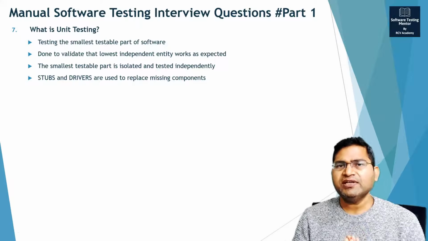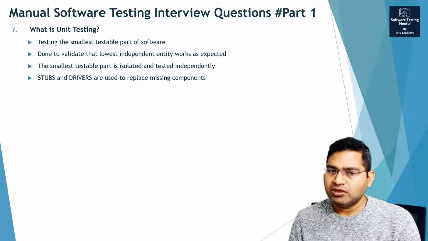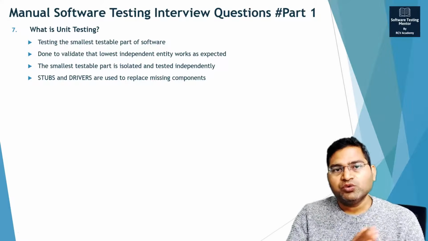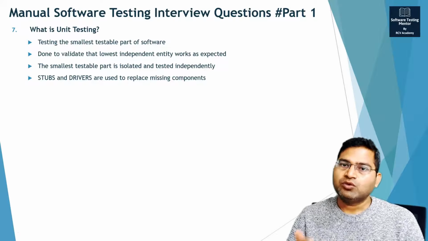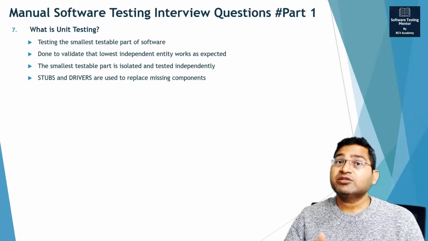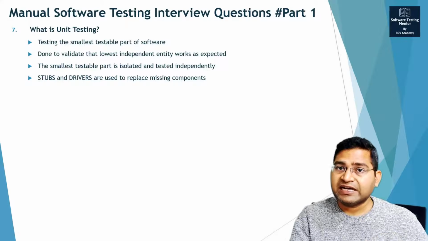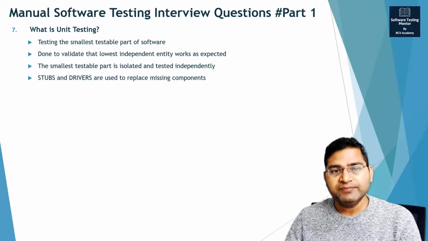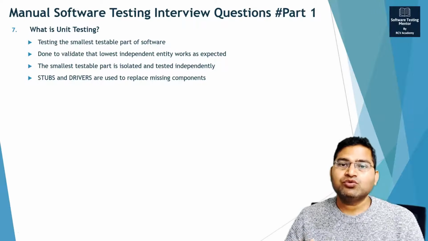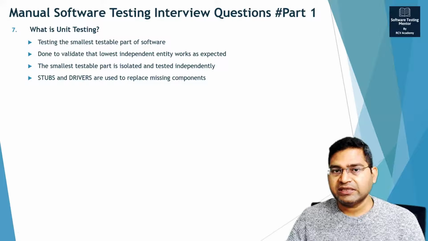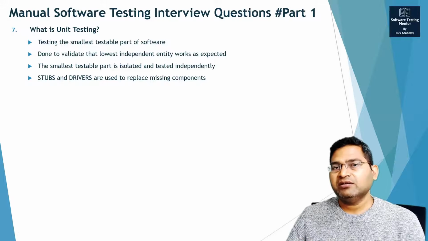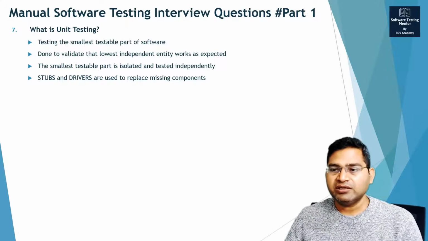So this is briefly what unit testing is. It is done to validate the lowest independent entity. It is the smallest testable part that is isolated and tested independently. And stubs and drivers are used to replace missing components. That is another important thing which I'll cover in another question on what stubs and drivers are.